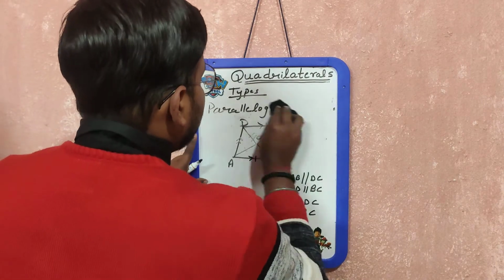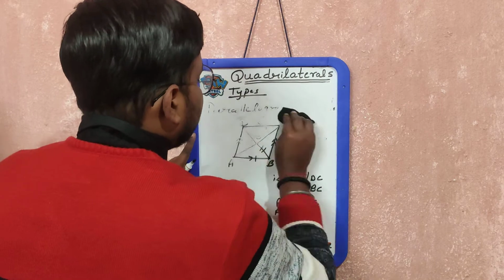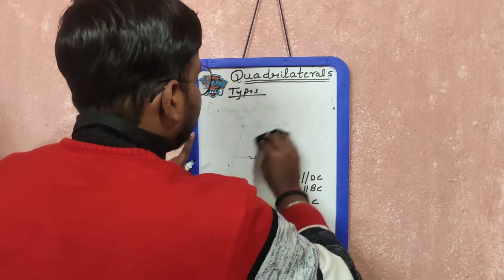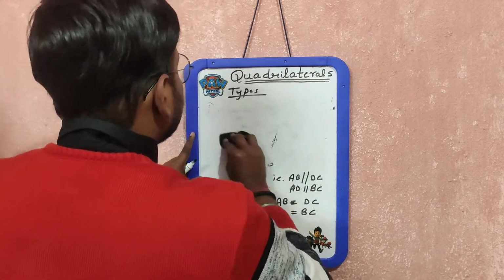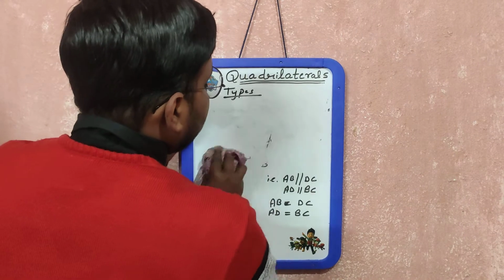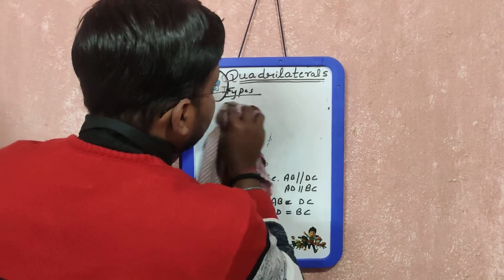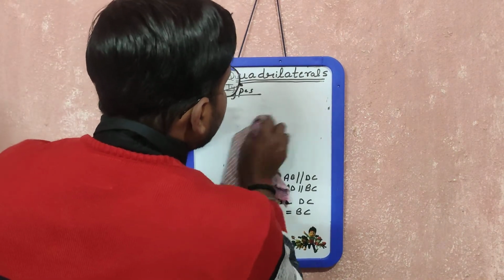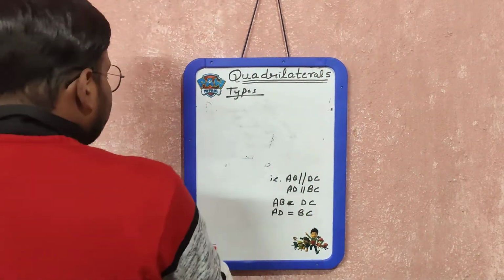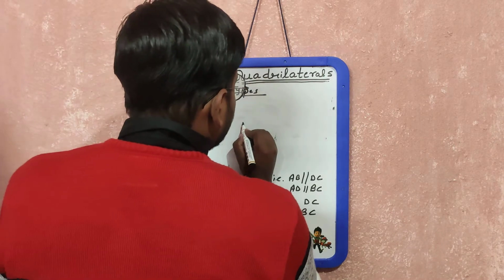The next figure we get is a rectangle. A rectangle is also a parallelogram. The basic difference between a parallelogram and a rectangle is only the angles. The angles of a rectangle are always 90 degrees, but in a parallelogram each angle is not necessarily equal to 90 degrees. In a rectangle each and every angle is equal to 90 degrees, else the properties are the same.